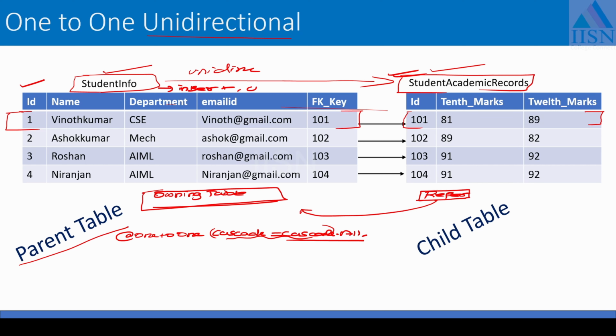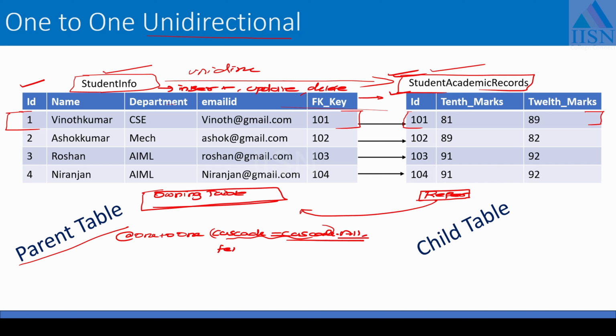In case I perform the update operation, the update operation is going to happen on the student academic record also, or else the delete. If I perform the delete operation, the same delete operation is going to replicate on the student academic record. That's why we are going to give cascade all.